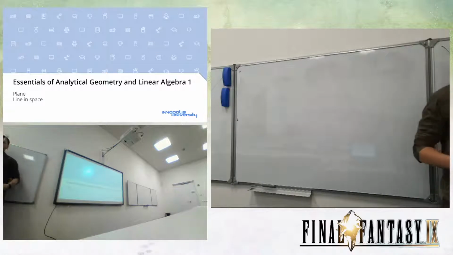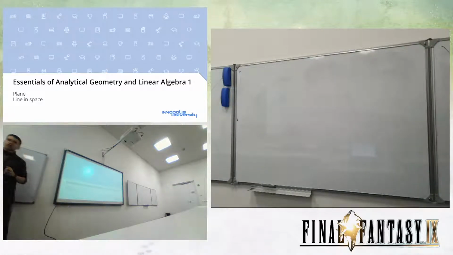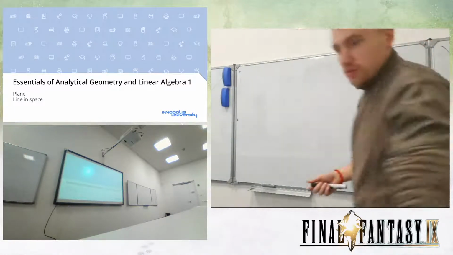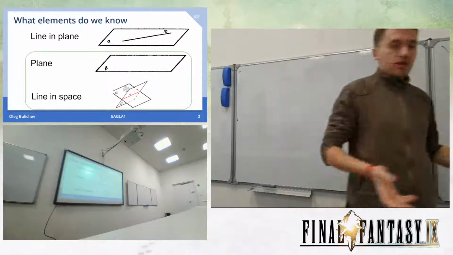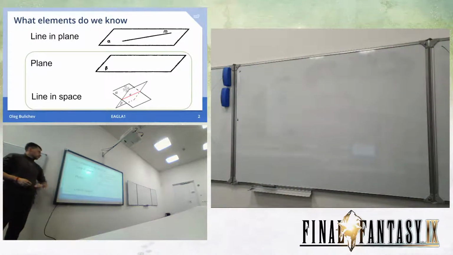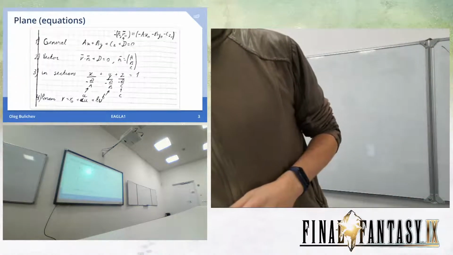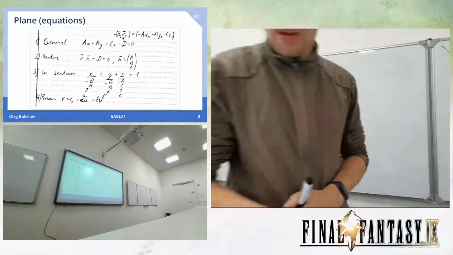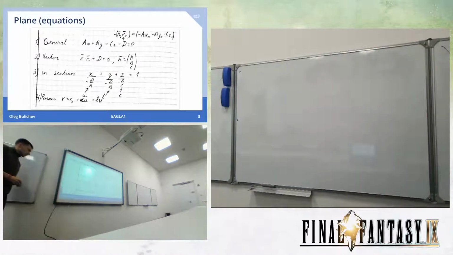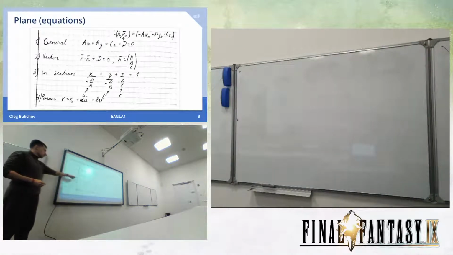So folks, today we are covering plane and line in space. Previous time, I hope you remember this, we covered the line and the plane. Now we cover other topics, and we get how they correlate to each other. So again, we have several equations: general form, vector form, sections, and the parametric one. You know what we need to do, right?